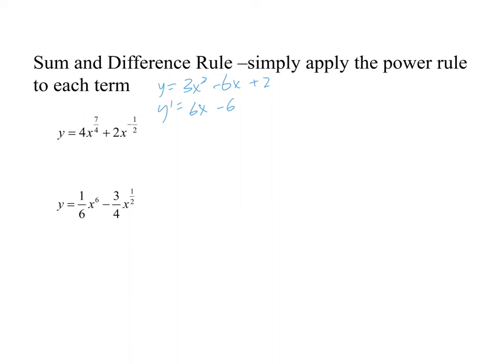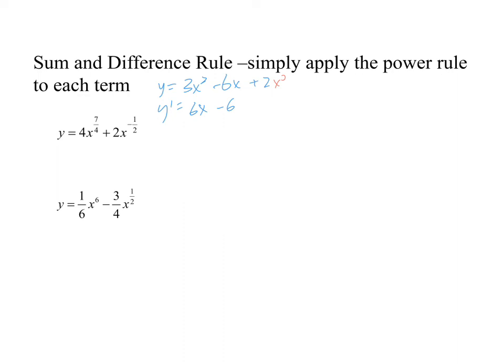And on a 2, when we have just a constant by itself, we could think of that as being 2x to the 0. So when you bring the 0 down, 0 times 2 is 0. Doesn't matter what happens after that, it's just 0. So we're done. So the derivative of a constant term just becomes 0.